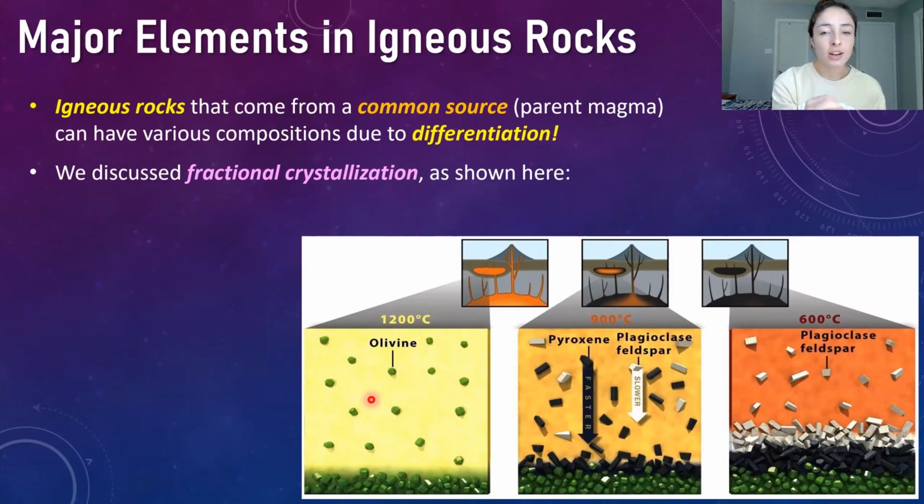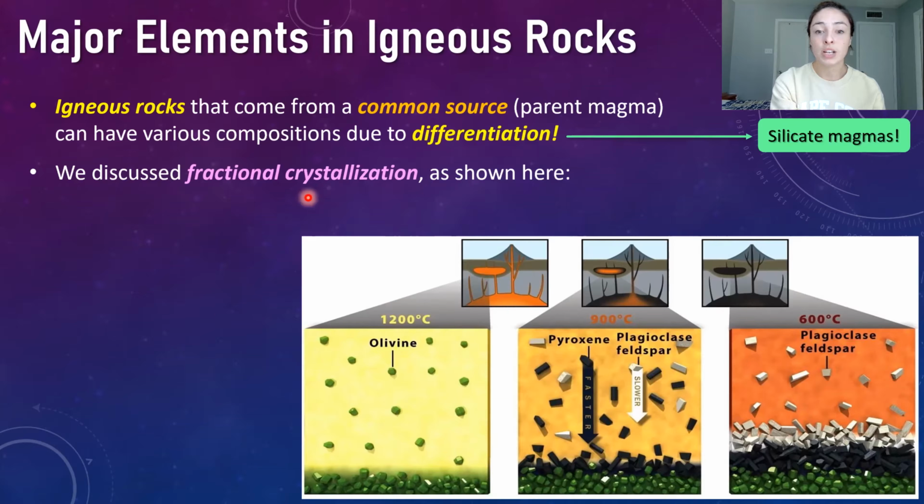So let's talk a little bit about what magma differentiation means, because this is where igneous rocks begin to differ in their composition, even though they're from the same parent magma. So we talked about differentiation and fractional crystallization in the silicate magmas video, where we talked about how you have a magma chamber, and as the magma chamber cools, it goes down in temperature, and at each down step in temperature, a different mineral crystallizes because minerals crystallize at different temperatures.